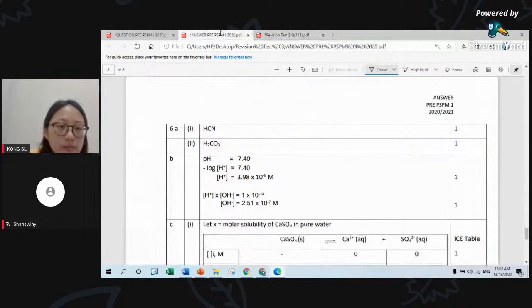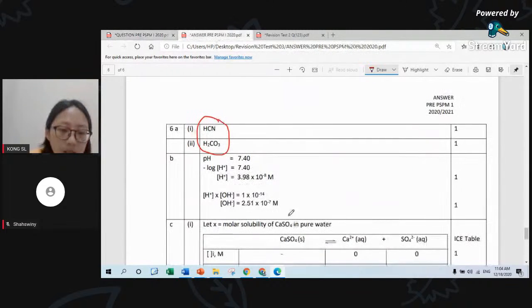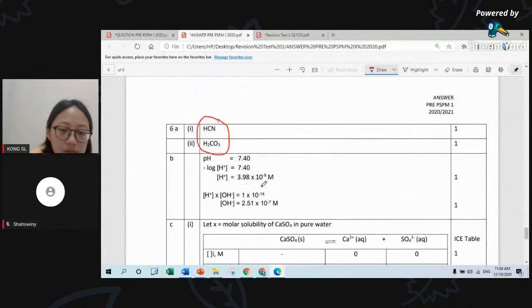Okay, last question. Actually, this is a simple question. You have to check the definition of a Bronsted-Lowry base. What is the conjugate acid for the following base? Okay, means base. So if you want the conjugate acid, you add H plus, because a Bronsted-Lowry base accepts a proton. That's why it will become HCN. And then this one will become H2CO3. So this is the answer. And then question B, no problem, because the pH is given, and you are asked to find the concentration of hydroxide and hydronium ion. Okay, no problem.